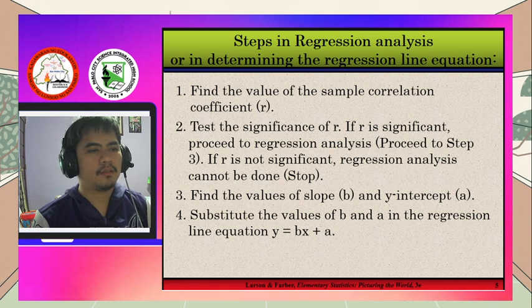Number 3, find the values of the slope and the y-intercept, or b and a. And number 4, substitute the values of b and a in the regression line equation, y = bx + a.